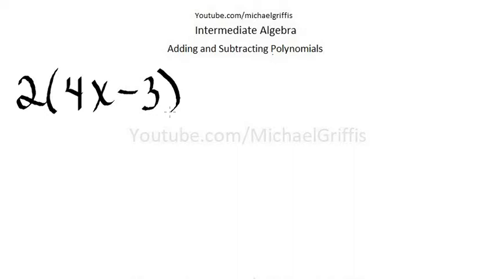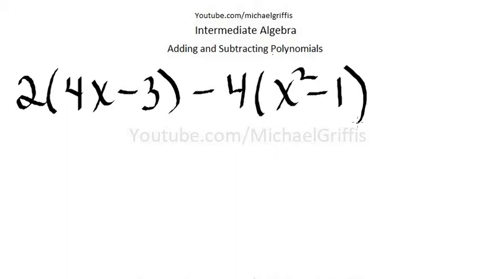So let's say we have 2 times (4x minus 3) minus (4 times x squared minus 1), which is in parentheses. Okay, so let's simplify this expression.